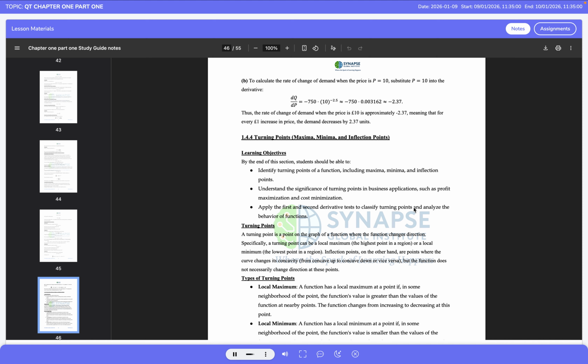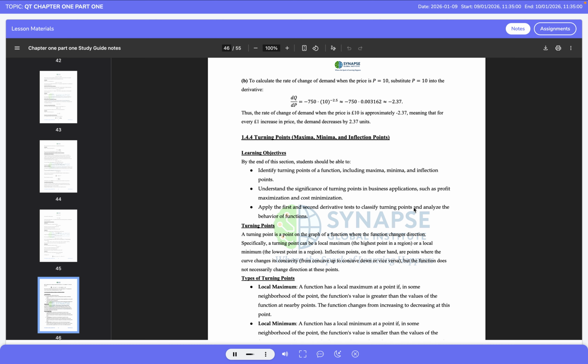We now focus on turning points, specifically maxima, minima, and inflection points, and how these ideas are applied in business analysis. Please remember to use the chat section whenever something needs clarification, because identifying and interpreting turning points is central to optimization in cost, revenue, and profit decisions.